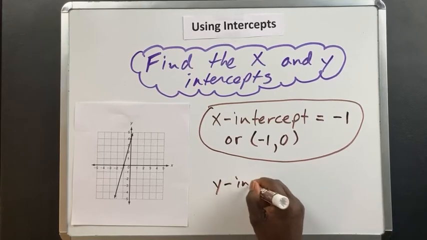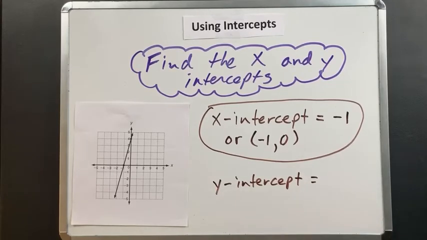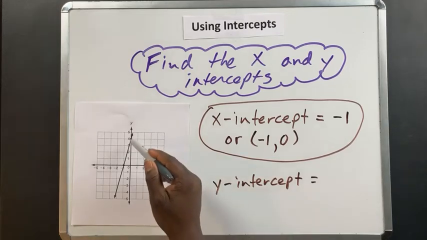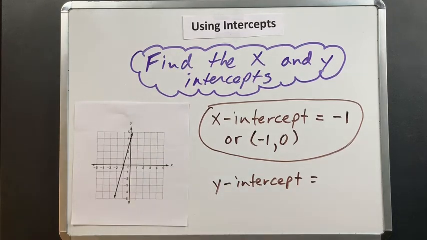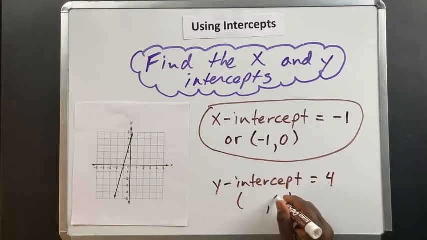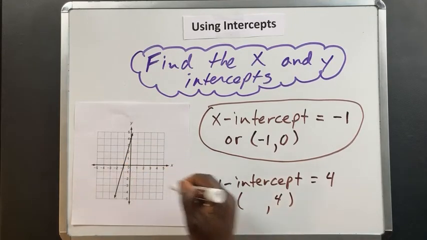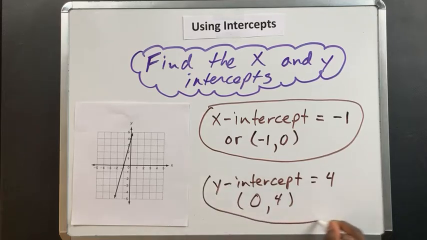Remember, the y-intercept is the point along the graph where it intersects the y-axis. That would be right here. So in that case, the y-intercept is +4, and we can write the ordered pair with a y-coordinate of +4 and an x-coordinate of 0. So there you have it: the x-intercept and the y-intercept.